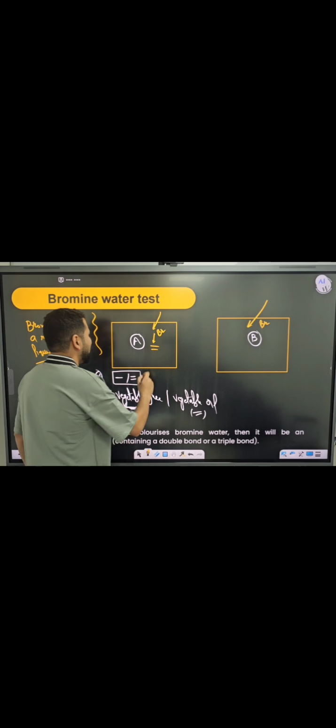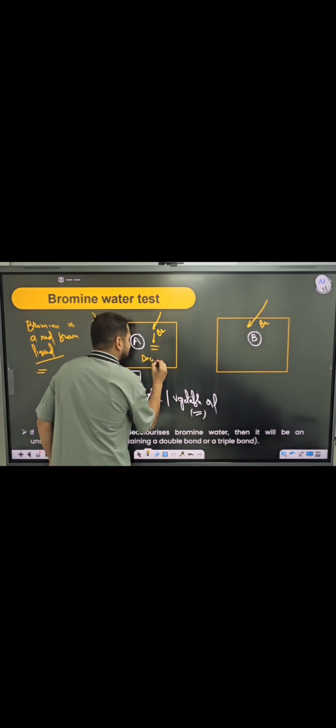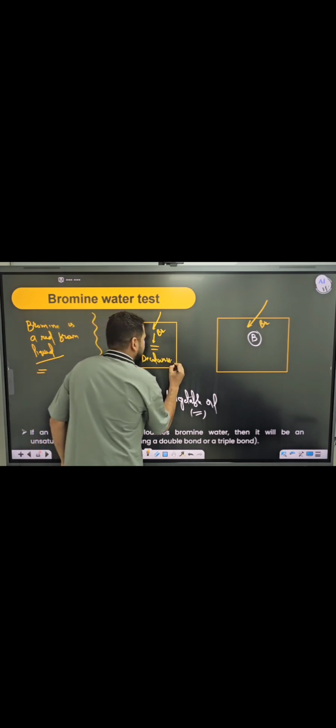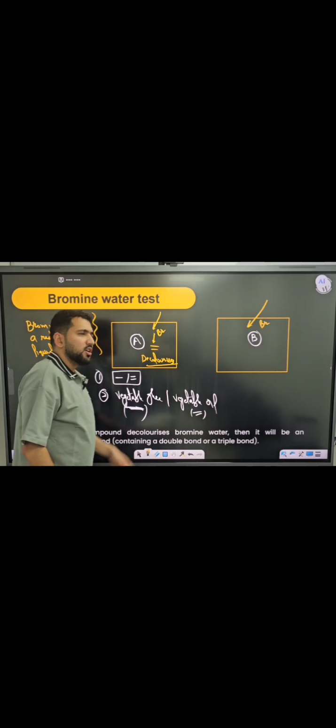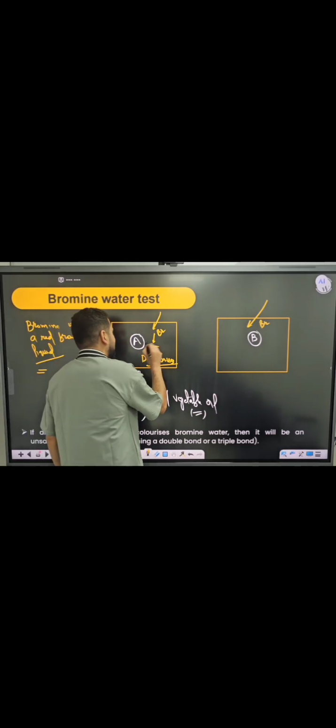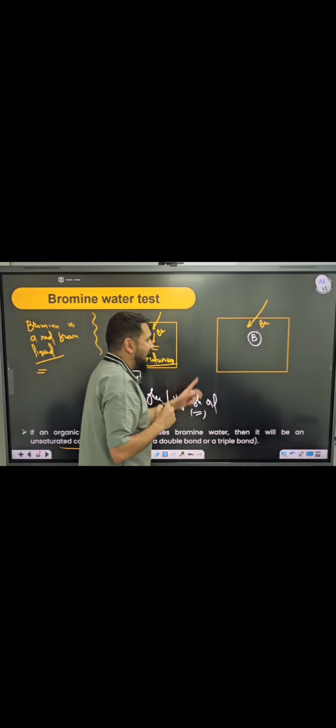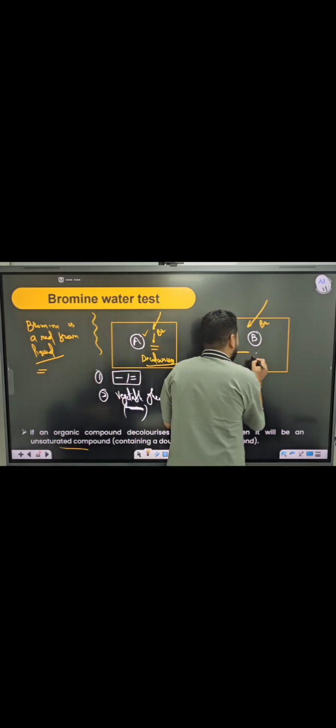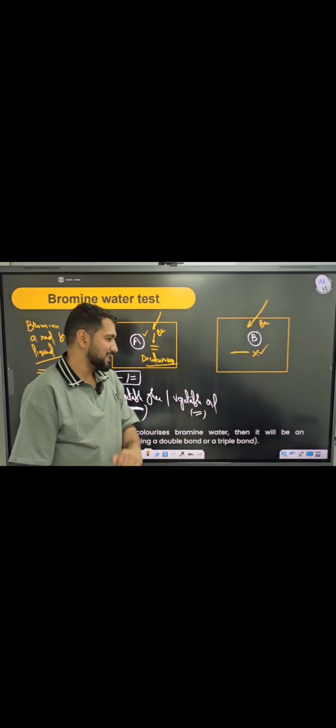So if it decolorizes, since it's red brown, when you put it in, it will get decolorized, and we can confirm that it's a double bond. And if it will not decolorize, I will say it's a single bond. I hope this idea is clear, right?